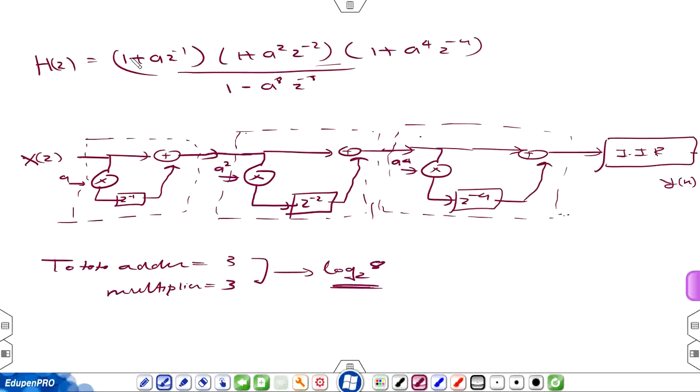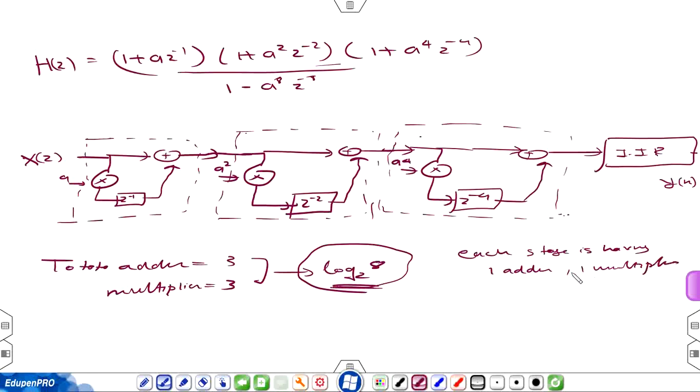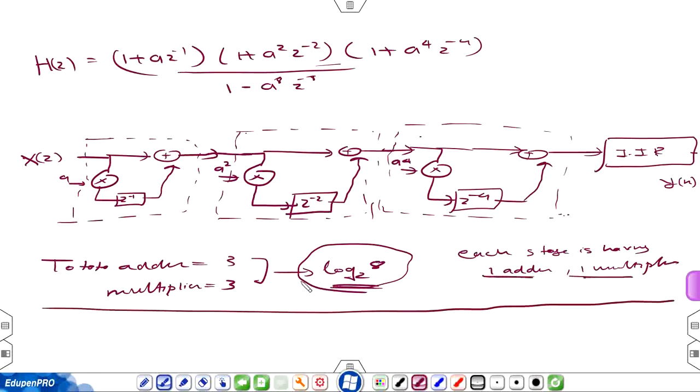Because we have divided the FIR part into this number of stages, and each stage is having one adder and one multiplier. So here you can see that the hardware increases as a function of log 2 of m. Instead of a linear increase, it is a logarithmic increase. So from 7 to 3, a significant reduction in the computational complexity.